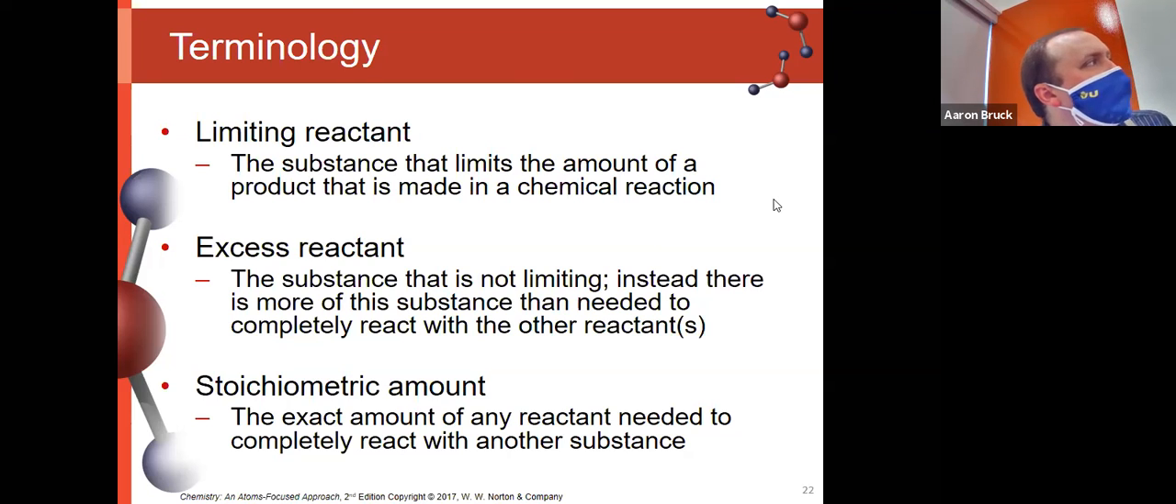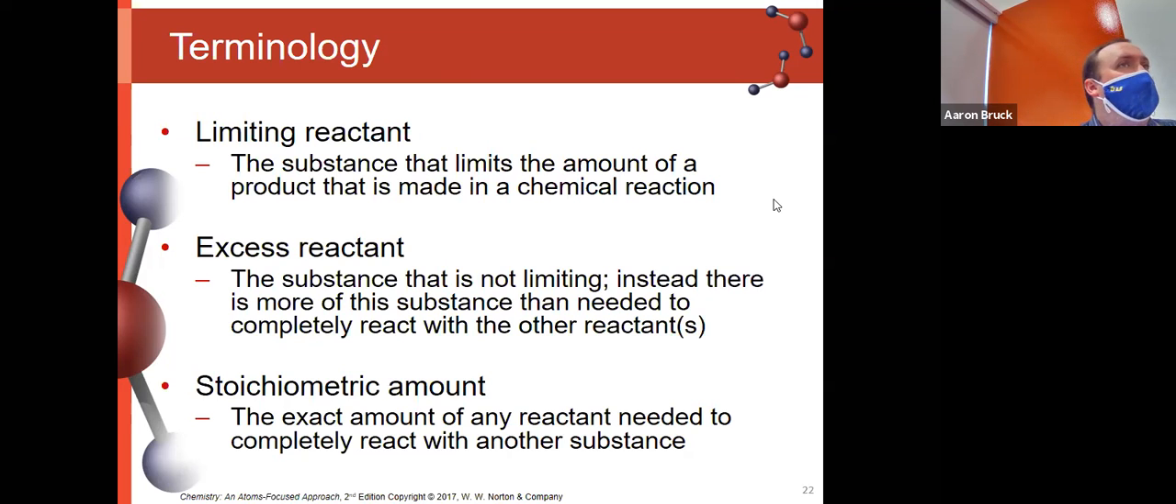Now, in the event that I actually have exact amounts of each, and all of the reactants, however many reactants there are, run out at the same time, what that is called is a stoichiometric amount, meaning I've added exactly the correct amounts of each of the reactants to the point where all of them react and all of them are gone when the reaction is over.